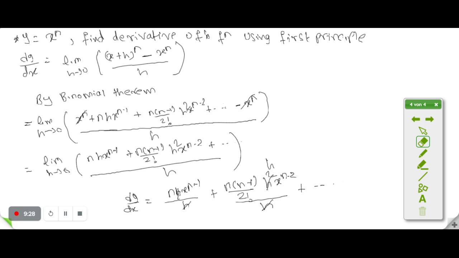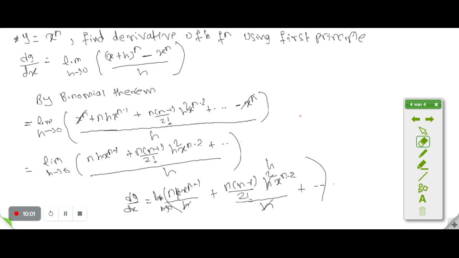So this x raised to n and this minus x raised to n will get cancelled, and what I'm left with here is this. And when I divide each term by h, right, this is what I have done here. So what I need to do is simplify this again. Remember, don't forget this limit of h tends to 0, right? We have here limit of h tends to 0.